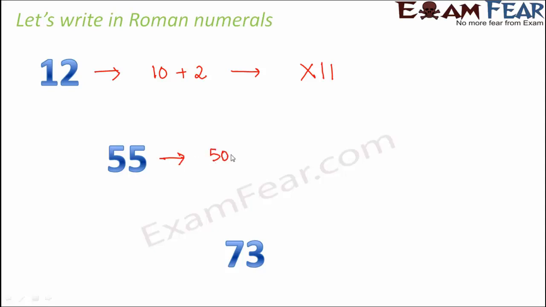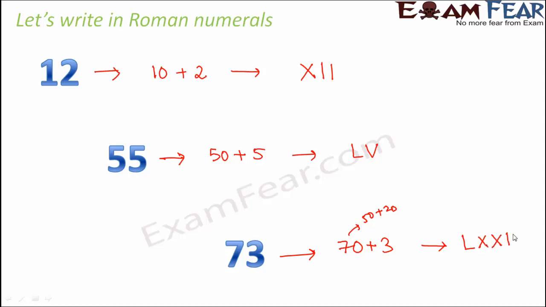55. So 55 can be written as 50 plus 5. So 50 is L, 5 is V. So this is how 55 is written. 73. So that can be written as 70 plus 3. So 70. What is 70? 70 is 50 plus 20. So basically 50 is L, 20 would be XX and 3 would be 1, 2, 3. So this is how you can write 73.